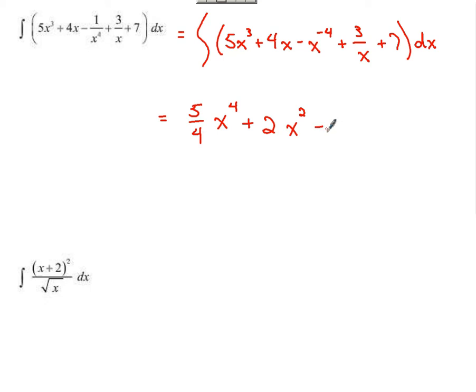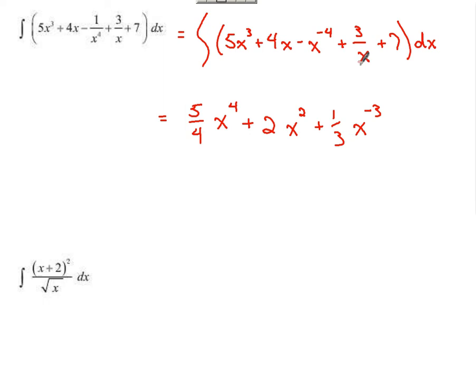All right, minus. We've got x to the negative fourth, so if you add 1 to that power, you've got negative 3. Reciprocal of negative 3 is negative 1/3. Negative 1/3 goes to the front where there's already a negative, so it's plus 1/3.